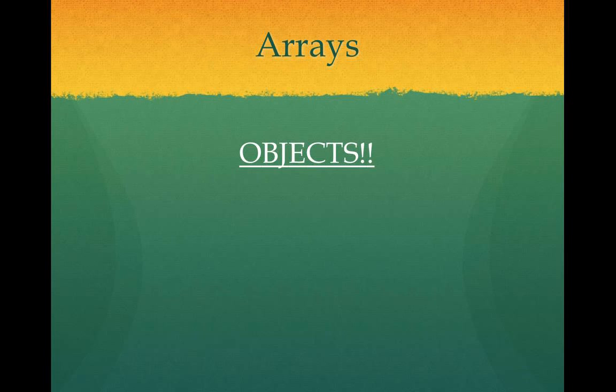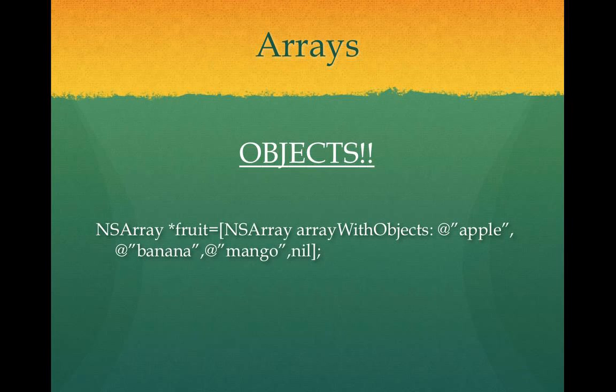So let's take an example of an array of strings. To define an array, you have to type NSArray star, the name of your array, which is here fruit. Then you have to allocate it with some objects. So NSArray with objects is the method that we call to fill some elements inside this array. In my case, I've created an array which is called fruit, and I assign to it some objects that are strings: apple, banana, and mango.